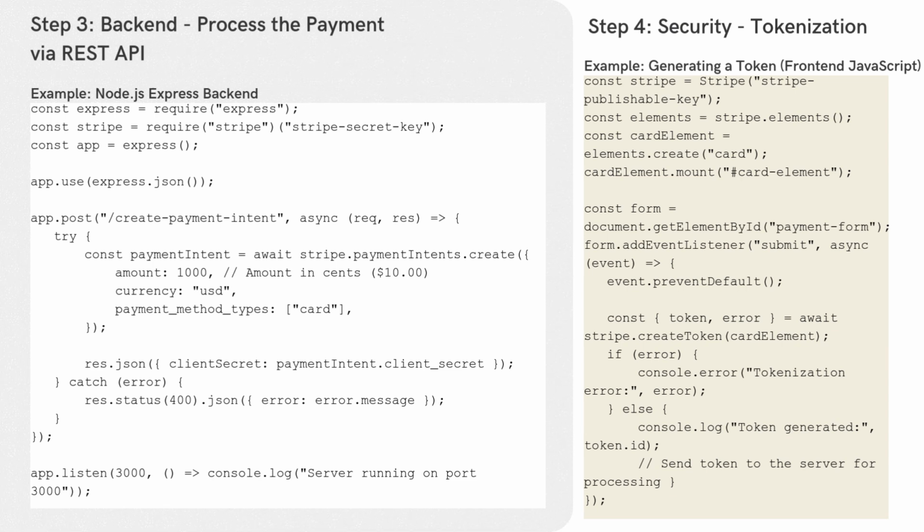And instead of storing or transmitting raw credit card numbers, Stripe uses tokenization to replace them with a unique secure token so that the merchant server never directly handles or stores credit card information.